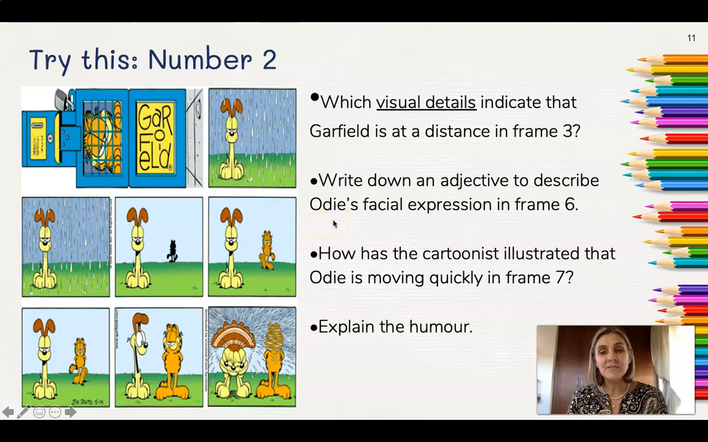Write down an adjective to describe Odie's facial expression in frame 6. And if we count, there's 3, 4, 5, 6. What kind of adjective would you use for his facial expression, the dog? And then how has the cartoonist illustrated that Odie's moving very quickly in the last frame, frame 7? And then what is quite funny about this cartoon? So just pause the video and answer the questions, and then we'll come back and we'll discuss it.